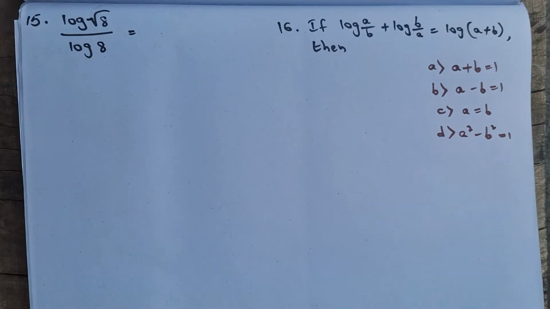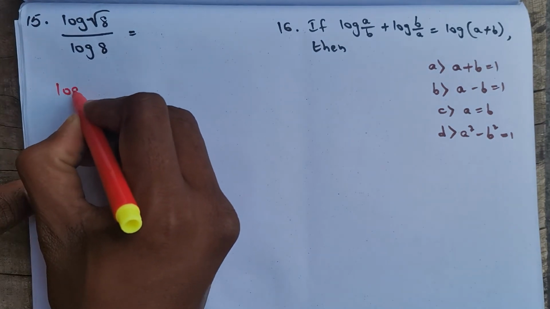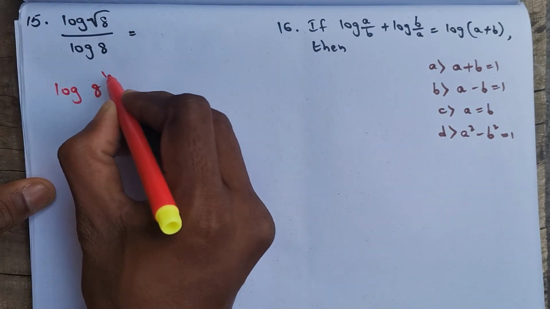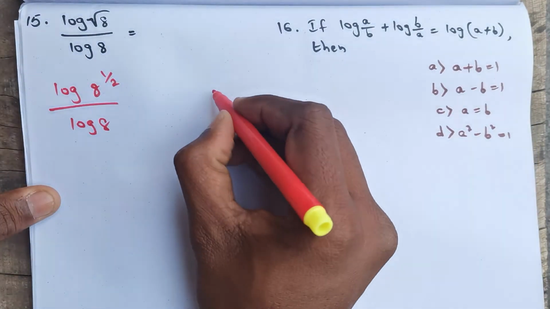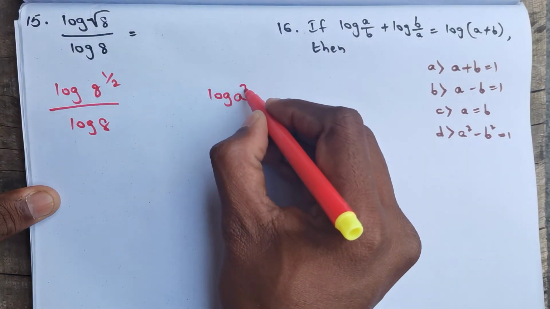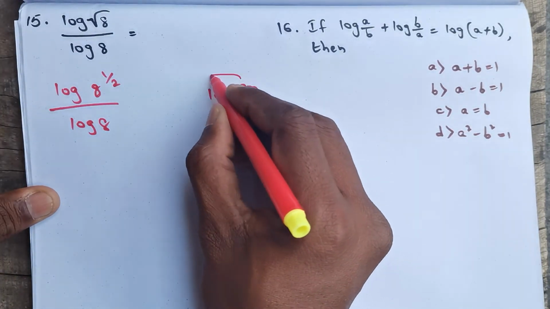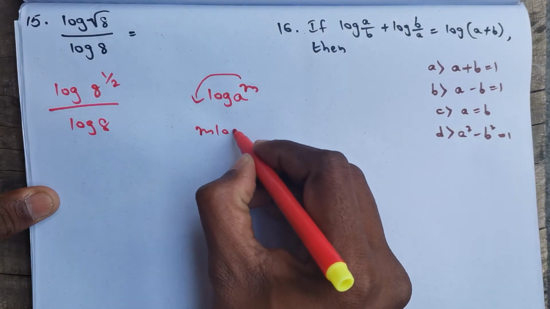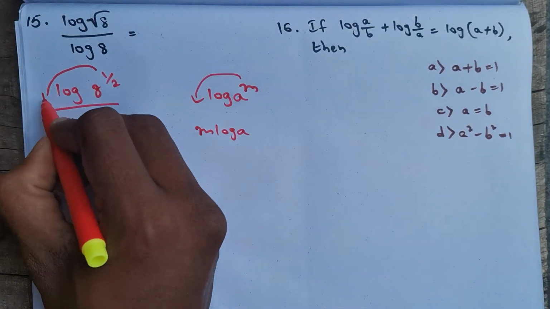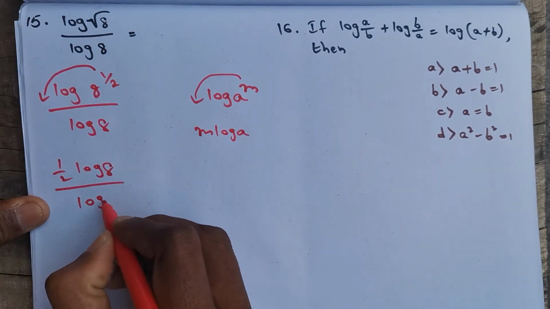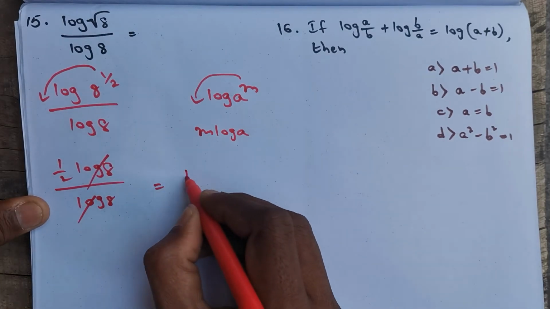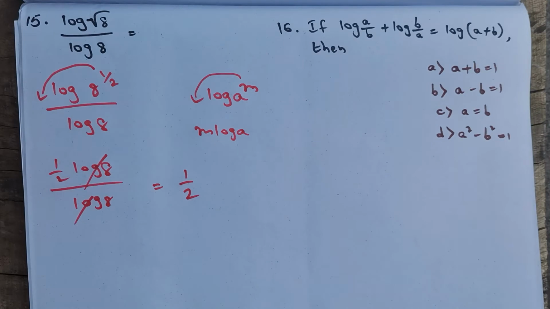Question number 15 is log root 8 divided by log 8. So here log root 8 can be written as log 8 power 1 by 2 divided by log 8 as it is. We know one formula, log a power m is equals to, this m will come to the front, m times log a. The same way here half will come to the front. So we get half into log 8 divided by log 8. Here log 8 both will get cancelled. So we remain with 1 by 2. Then the answer of log root 8 divided by log 8 is half.